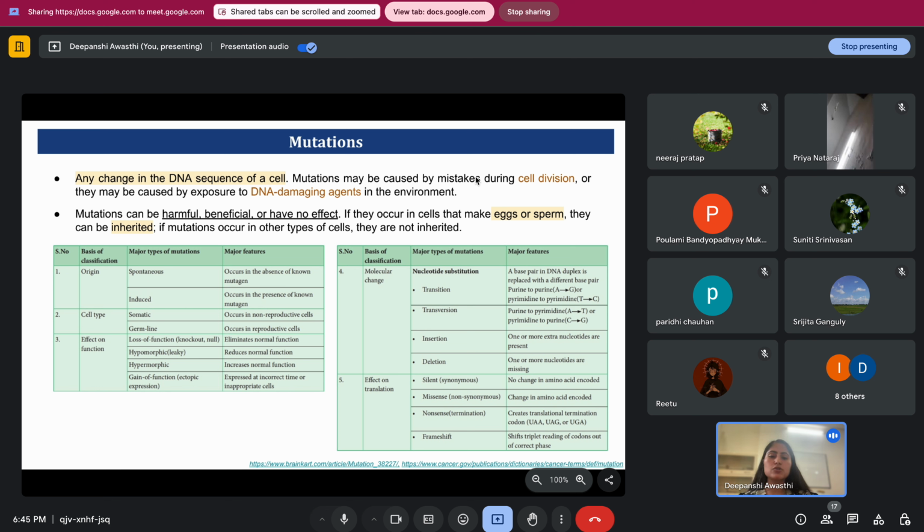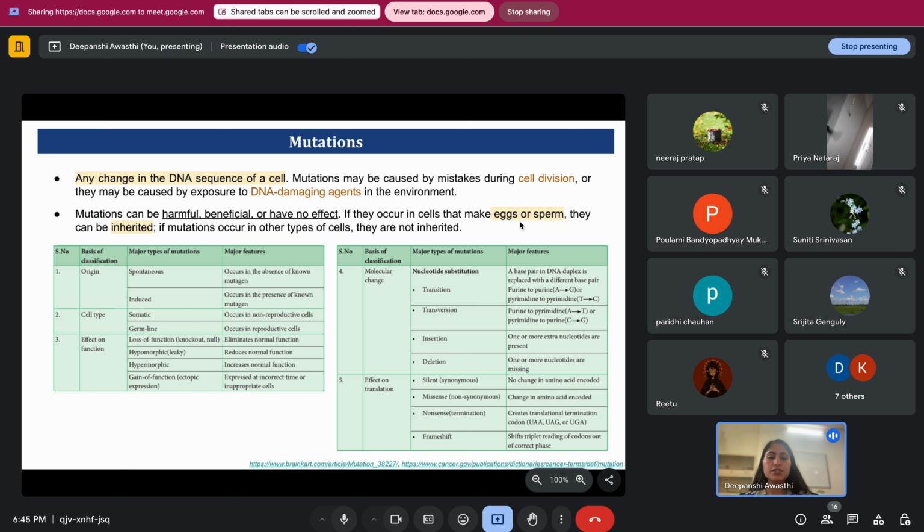Mutations may be caused by mistakes during cell division, or if there is some problem in our replication machinery, or if we add some DNA damaging agents, or if we are exposed to certain chemical reagents which could affect our DNA. In that case mutations can be observed, and these mutations are not always harmful. They could be beneficial also, and they could also have no effect. There could be some neutral mutations which go on with evolution.